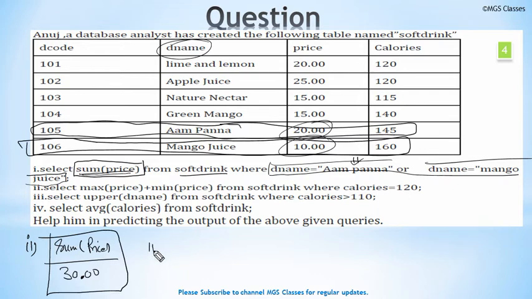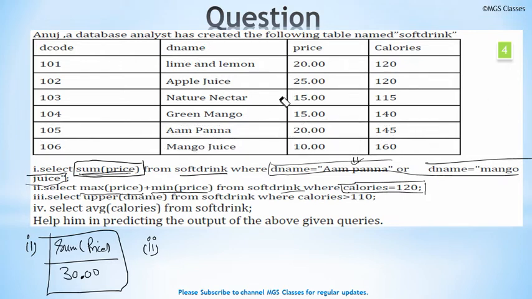Okay. Second question. Second question is select maximum of price. We need to select the maximum of price and then add it with the minimum of price from the soft drink table, where calories is equal to 120. So here we are only interested in those rows whose calorie is 120 only. Okay, other rows we are not interested in. Okay, so I am here marking those rows whose calorie is greater than 110. So this calorie is greater than 110, this calorie is greater than 110, this calorie is greater than 110. So all these calories are greater than 110.